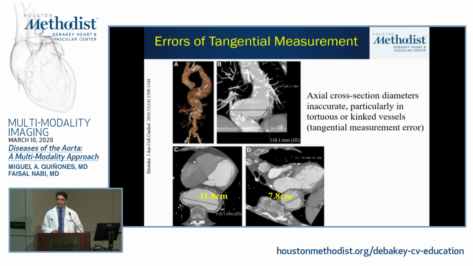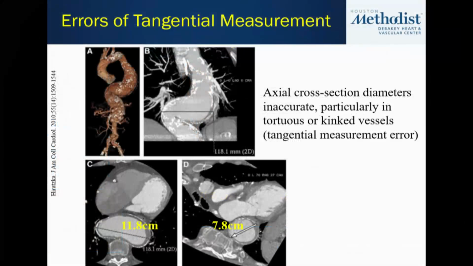Where it can be very, very important, why do we need to do this double oblique method? This is a great example of that. So here is a very tortuous descending thoracic aorta. If you were just to make a measurement of the axial slice, which is done here in figure C, the bottom left, you can see you would get a measurement of 11.8 centimeters because this aorta is actively turning in that direction.